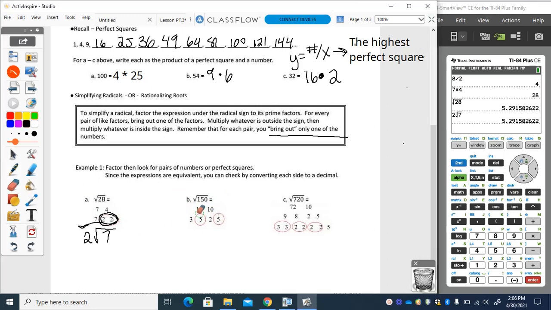Are there any numbers that are the same? Yes, they both have a 5. So we're going to take that pair, and we're going to move one of them on the outside. So we have 5 times the square root of 3 times 2. So what's 3 times 2? Well, that is 6. So 5 times the square root of 6.